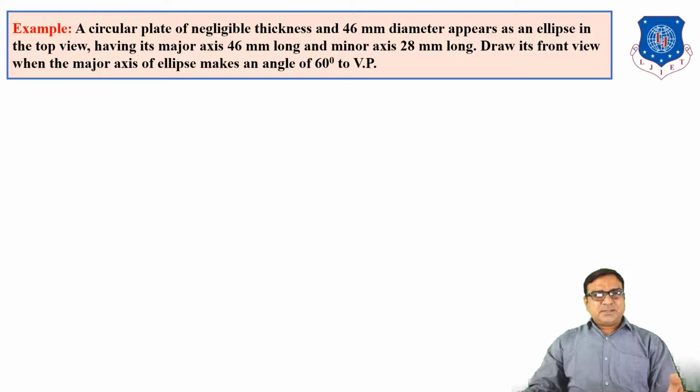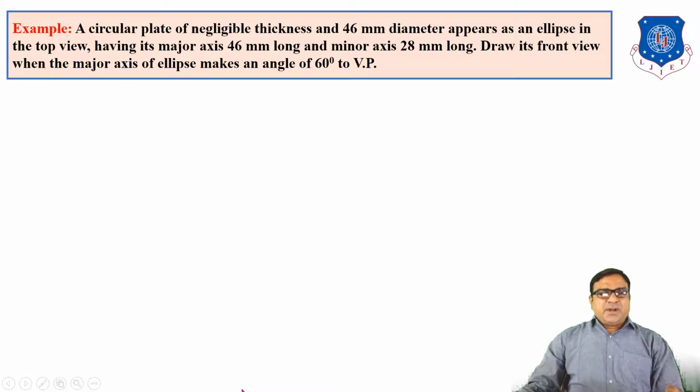Our next problem is based on a circular plane. A circular plate of negligible thickness and 46 mm diameter appears as an ellipse in top view, having its major axis 46 mm long and minor axis 28 mm long. Draw its front view when the major axis of the ellipse makes an angle of 60 degree to VP.